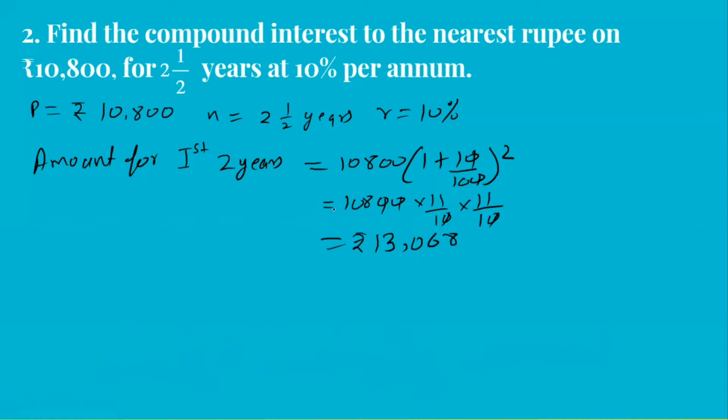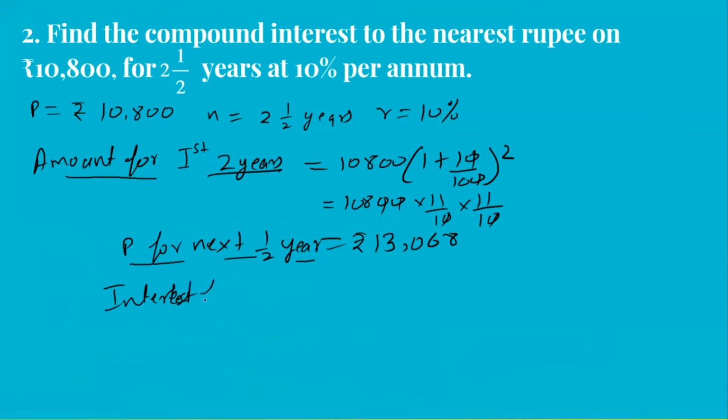Now this amount for the first 2 years is nothing but the principal for the next half year. Amount for the first 2 years is the principal for the next half year, right? So now we will find the interest for the half year.